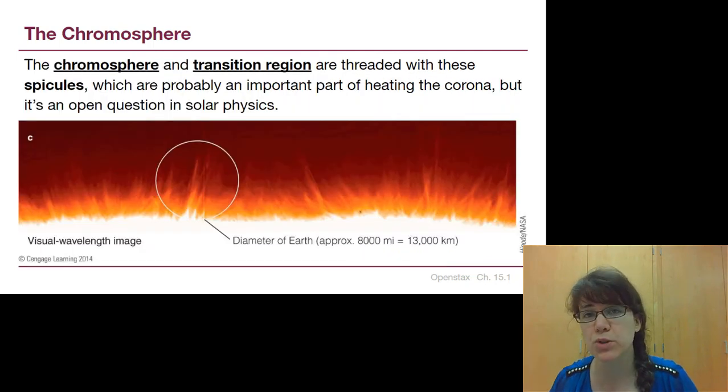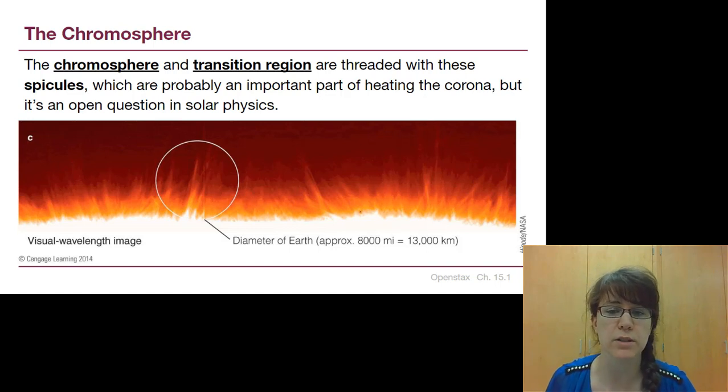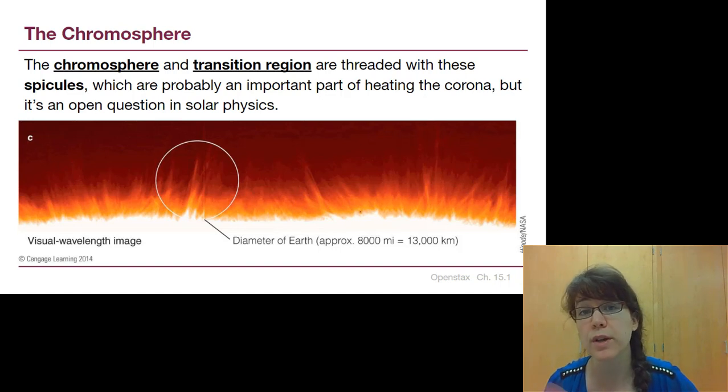So back to those spicules. This is one of the most important parts of the chromosphere. The chromosphere and what's called the transition region, which we'll show on the next slide, are threaded with these little spikes of slightly hotter plasma that's probably an important part of the heating of the corona. Now, I say probably because it's an open question in solar physics. This is actually what I spent my research in graduate school thinking about, was how to explain the fact that the corona is so much hotter than the chromosphere.